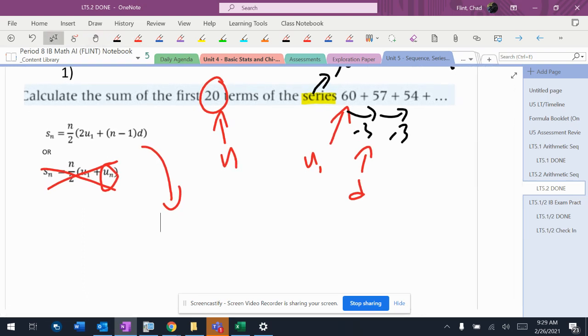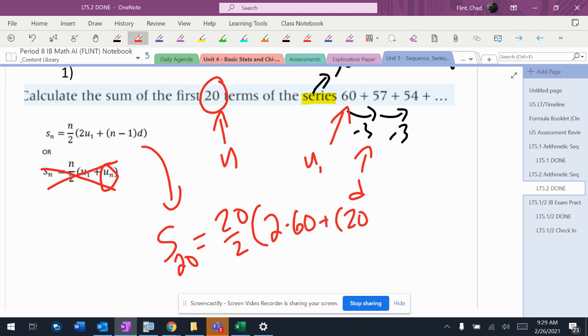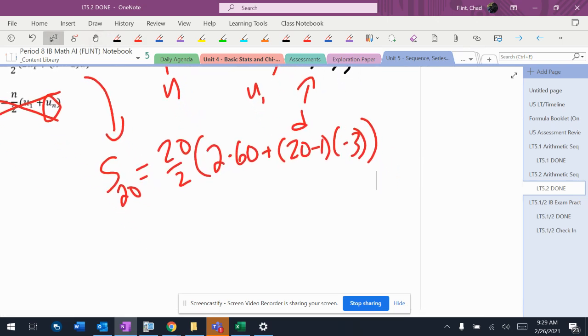Okay, so it's S20, the sum of the first 20 terms, equals 20 over 2 times 2 times u1, which is 60, plus n minus 1, where n is 20 because I'm doing 20 terms, and the common difference is negative 3. I'm just taking everything from the information in the problem and using the formula to plug it all in very, very carefully. That's what's going to be the problem with these: the more careful you are, the more you practice, the more you understand where things go, the better off you're going to be.